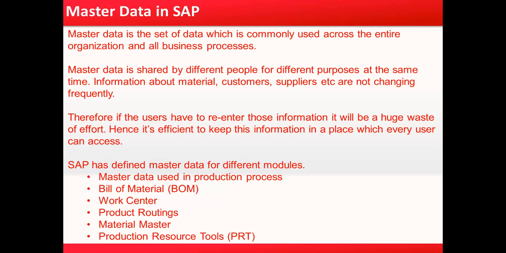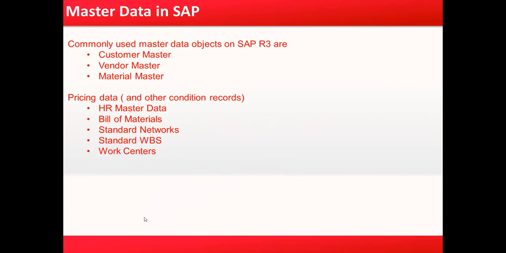Therefore, if the user had to re-enter that information, it would be a huge waste of effort. Hence it is efficient to keep this information in a place where every user and every business process can access it. Each module will have its own master data. For example, the master data used in the production process: bill of material, work center, product routing, material master, production resource tool. This is one business process, and these are the master data that we use. Let's take some other business process.